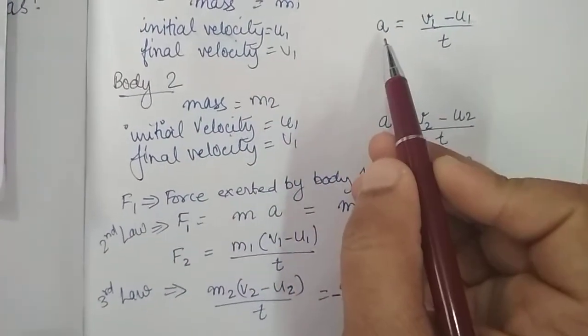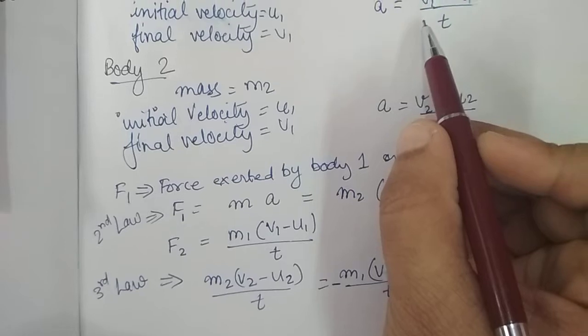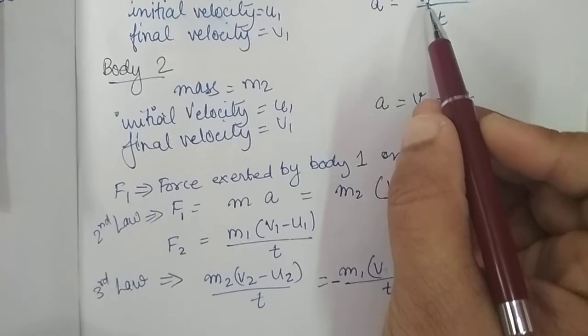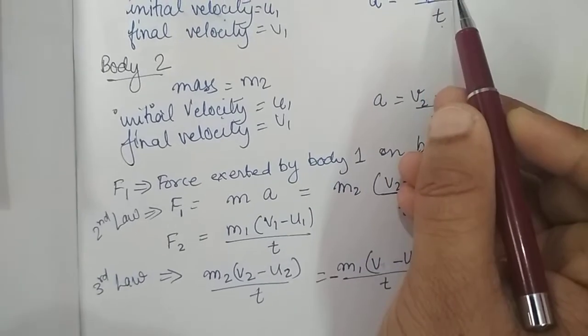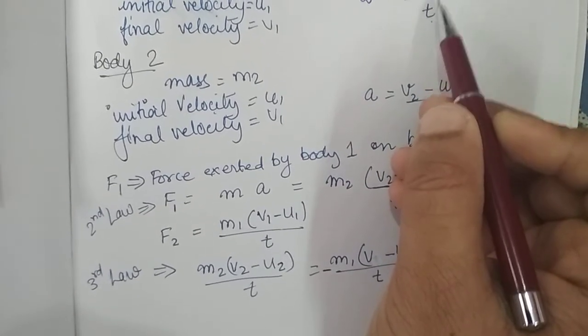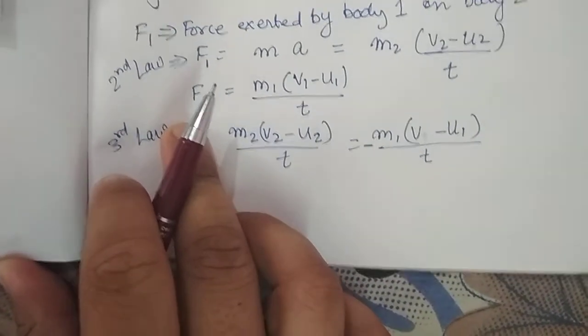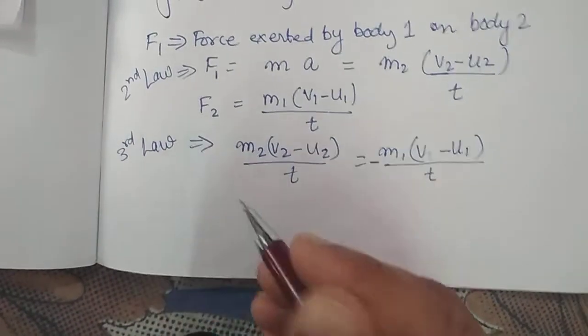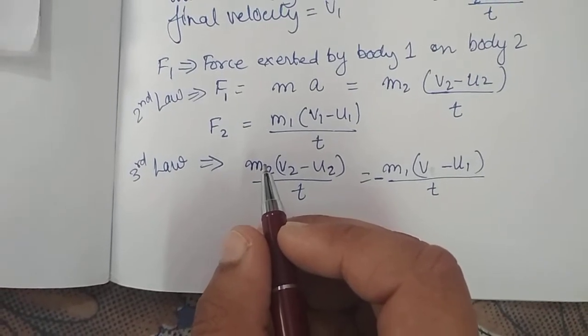If we have to calculate the acceleration of the first object, we can do it very easily by (v1 minus u1) upon t. We know that acceleration is equal to change in velocity per unit time. Now, according to the second law of motion, force is equal to mass into acceleration of an object.